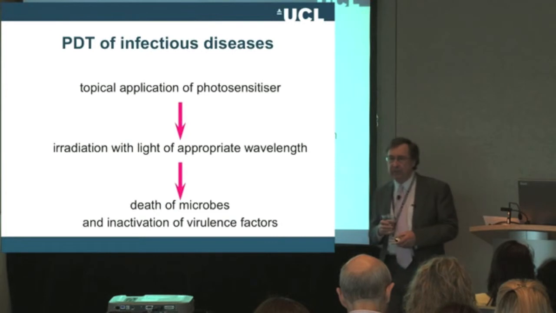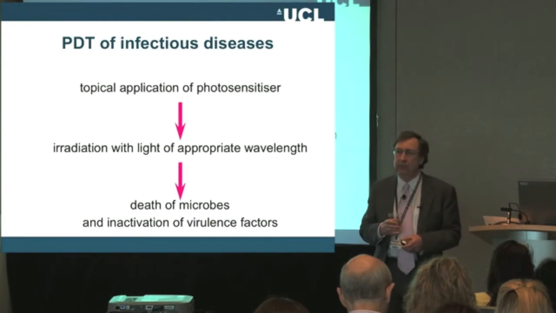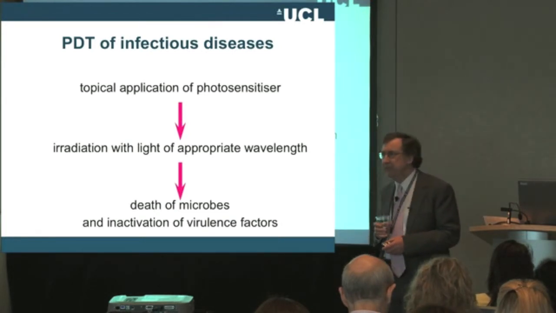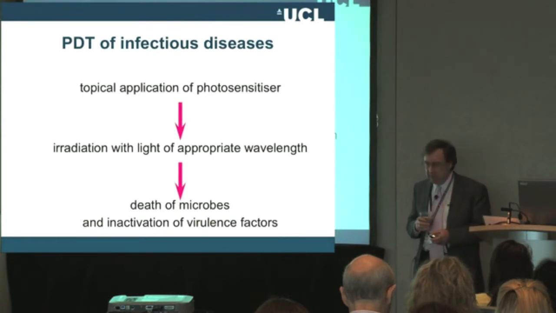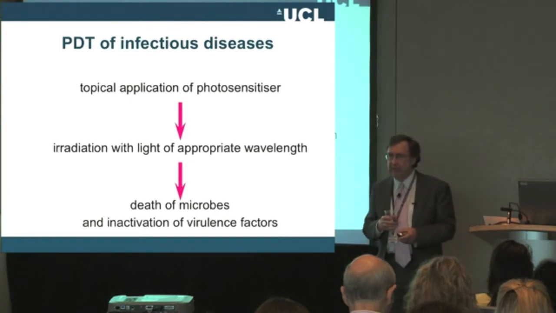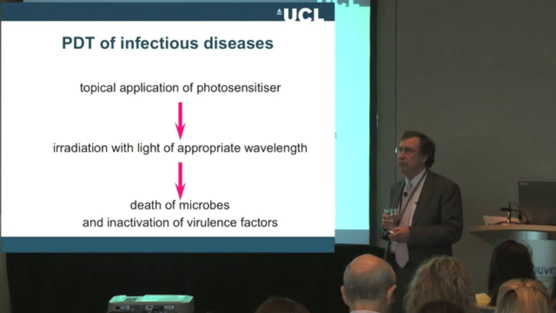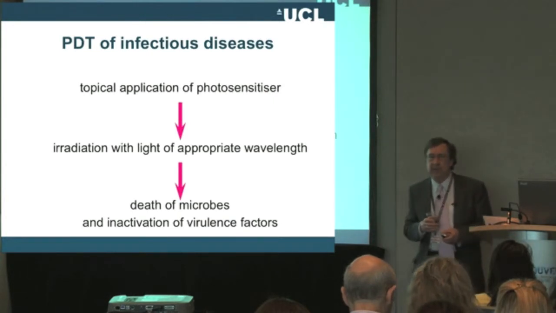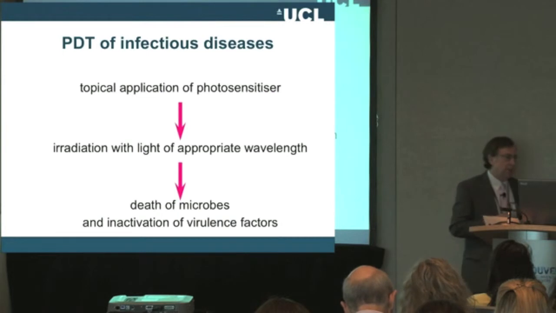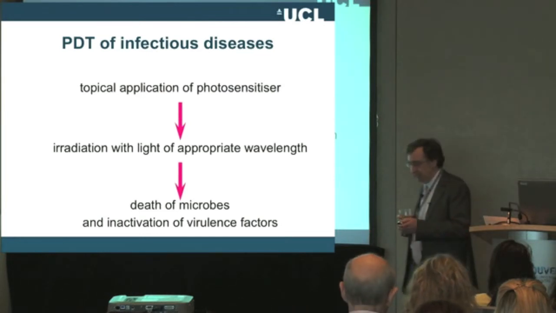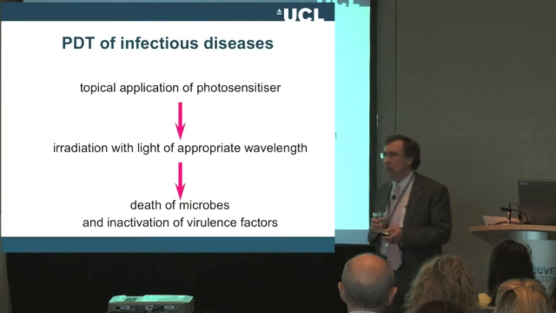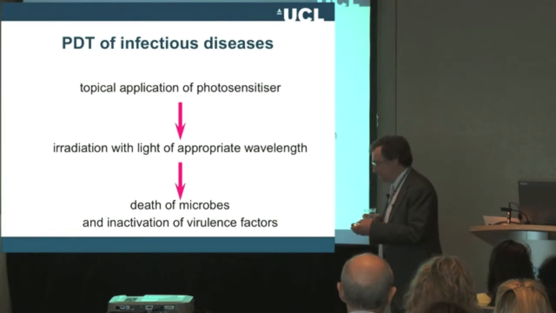It's interesting that although PDT of carcinomas started in the 50s and is now a well-established therapeutic modality, the first use of PDT was to treat Mycobacterium tuberculosis infections by a man called Oscar Raab in 1916, and he got the Nobel Prize for using PDT to treat infectious diseases. So we've come full circle here.